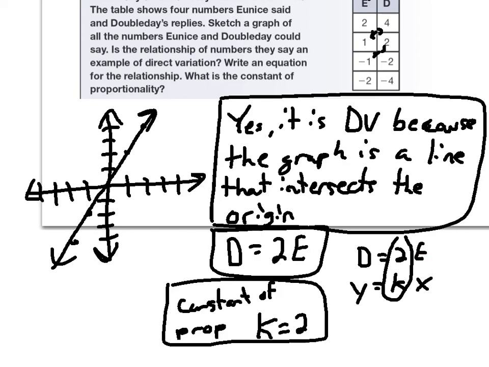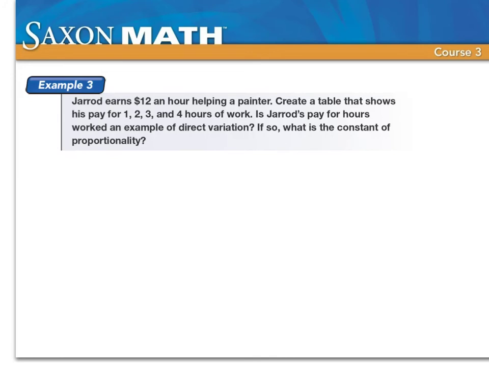Alright, let's go on to one last example. Okay, example 3 says, Jared earns $12 an hour helping a painter. Create a table that shows his pay for 1, 2, 3, and 4 hours of work. Then we want to know, is Jared's pay for hours worked an example of direct variation, and if so, what is the constant of proportionality? Okay, so the very first thing that I need to do is figure out, how does Jared's money and the hours he worked go together?